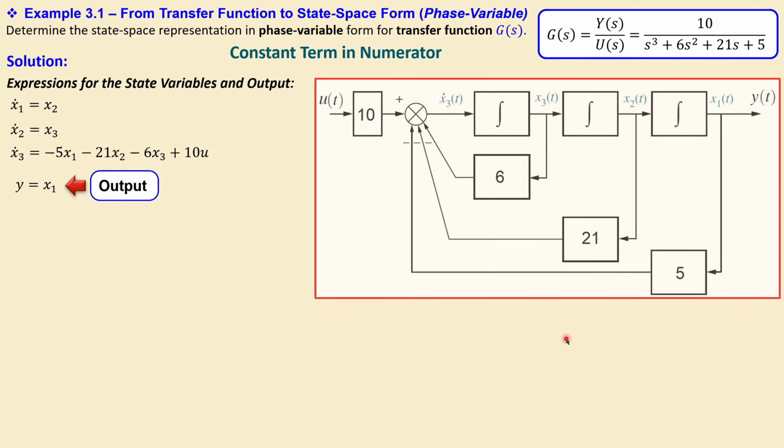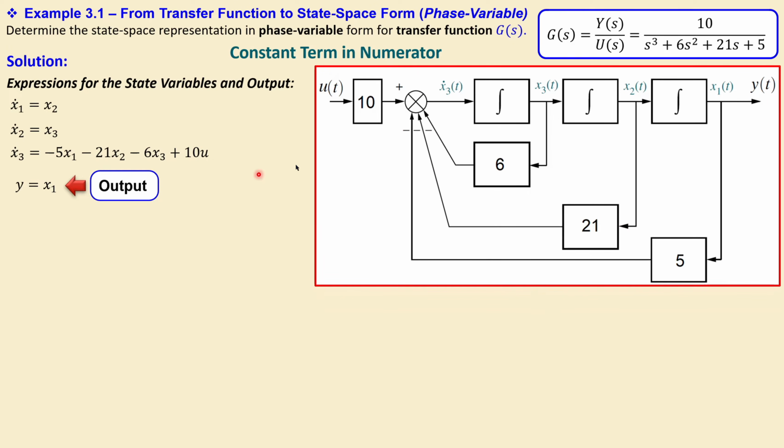Now let's move on. This is what we have, and this is also a diagram to represent these state variables in our output. What you see is the following. We have the output y, and we also have the u that goes in 10 times. And then we go to the x3 dot.